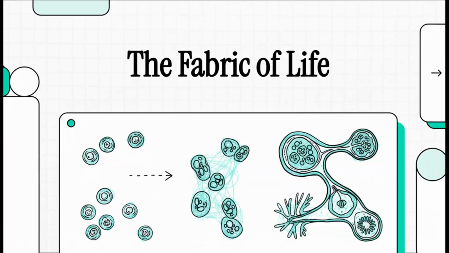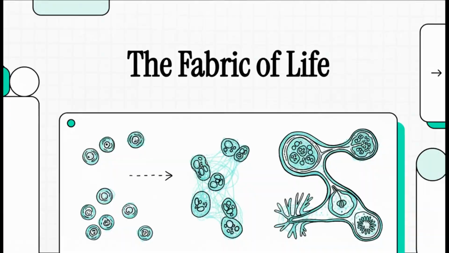But here's the thing. It's not just a passive wall. It does so much more. Yes, it protects us from injury and infection, for sure, but it's also responsible for absorbing water and nutrients from our food, and it's what secretes things like hormones and sweat. So it's a really active, super versatile barrier.